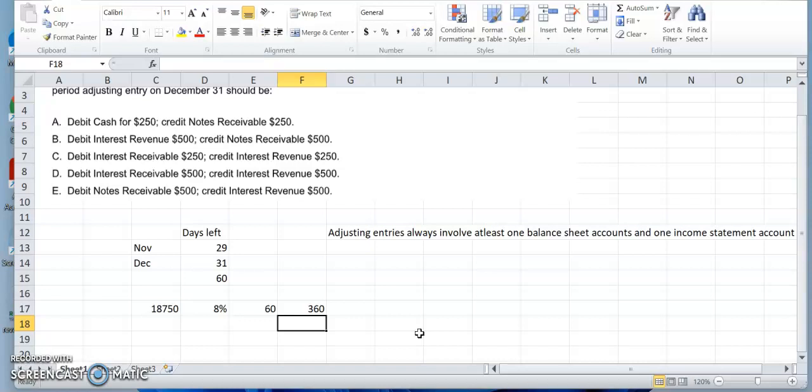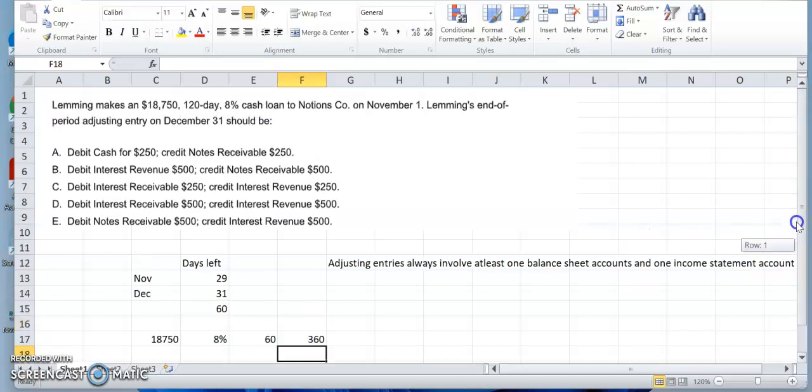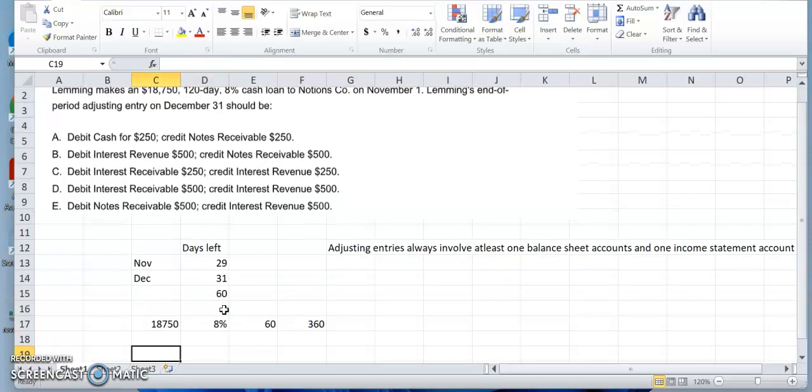Okay, so now let's see what we need to do. Another thing you need to realize is, do not use this 120 days right here. We're not using 120 days. That's how long the loan is. That's how many days they have until we get paid back. We're not going to use that. We're going to use the 60 because there are 60 days from November 2nd to December 31st.